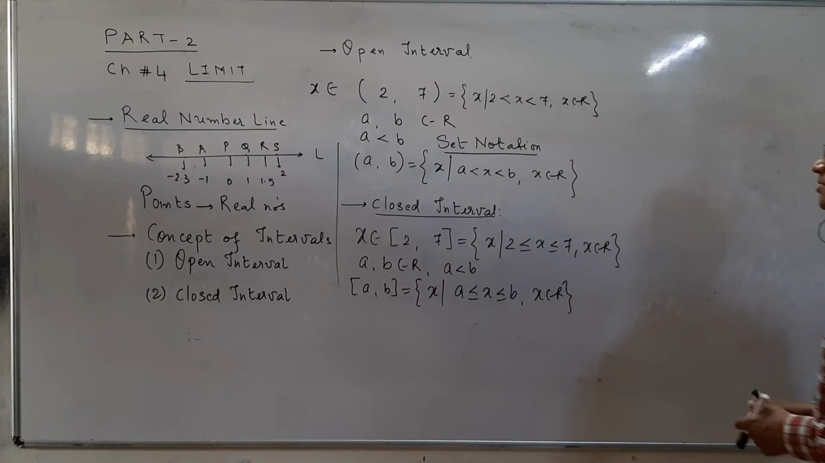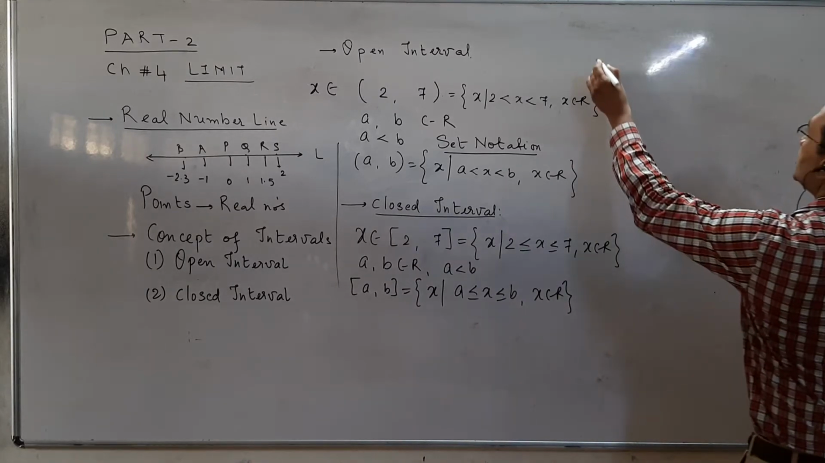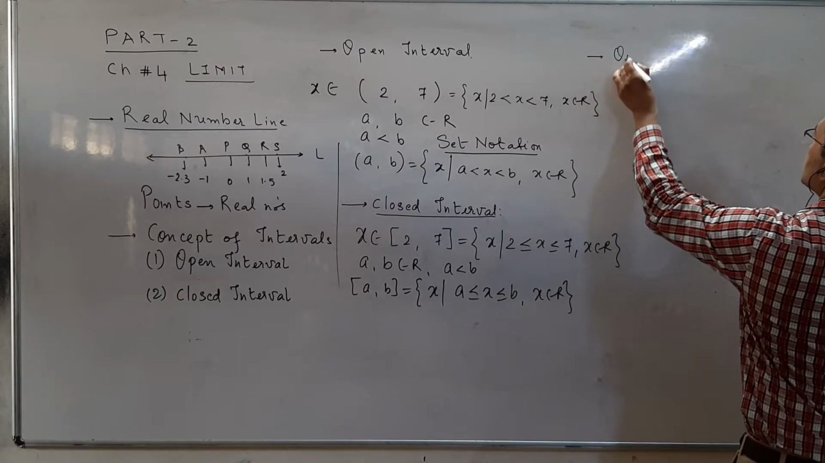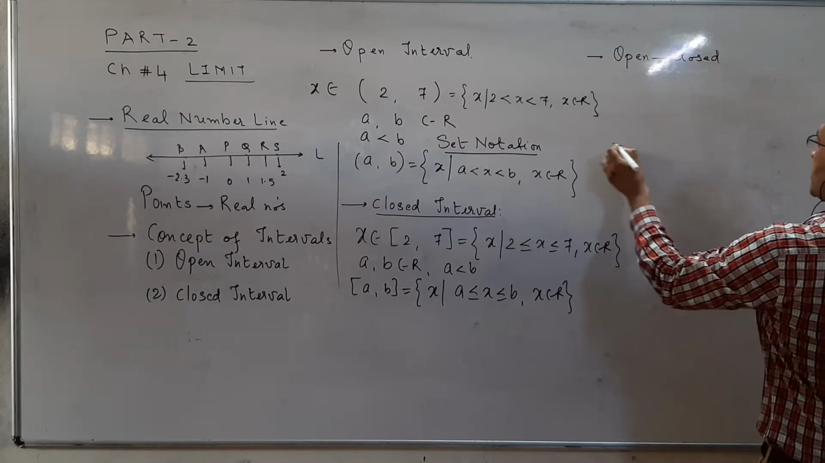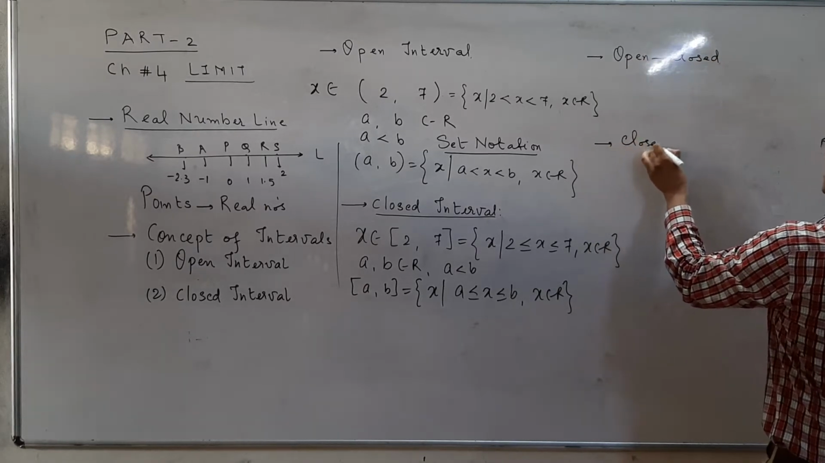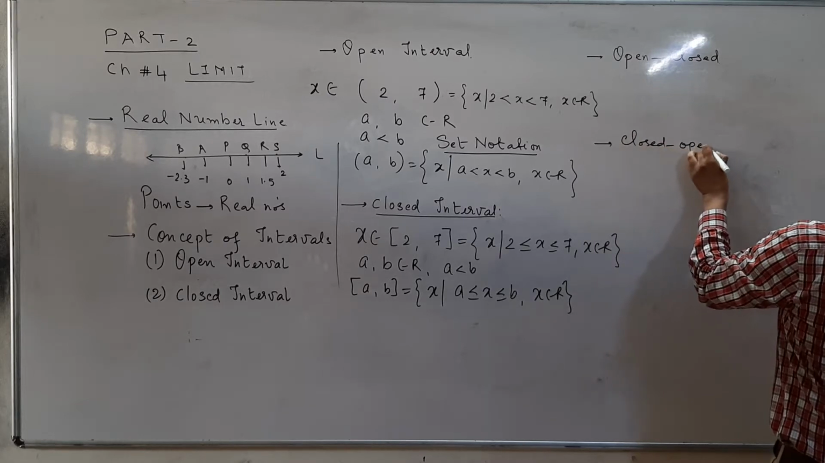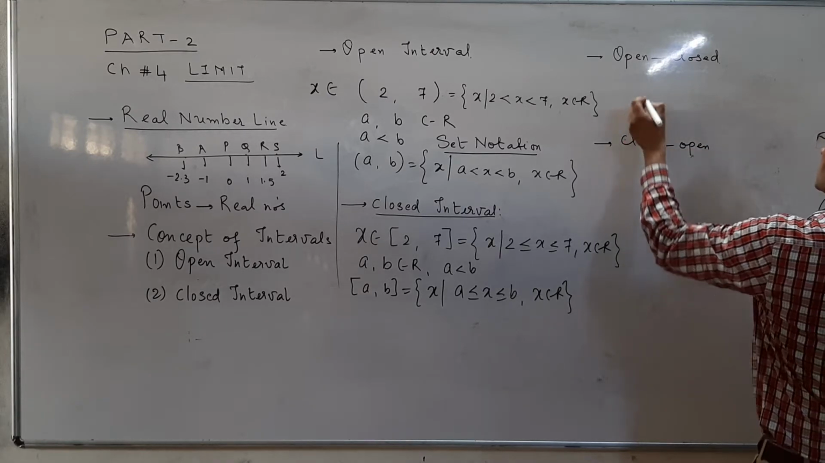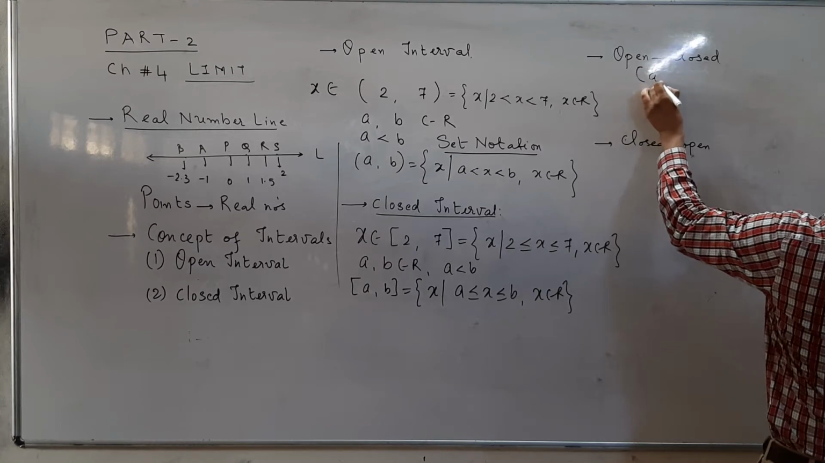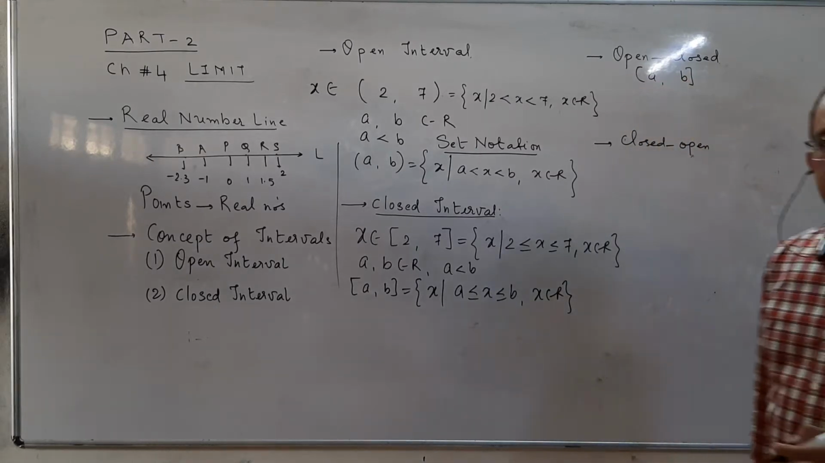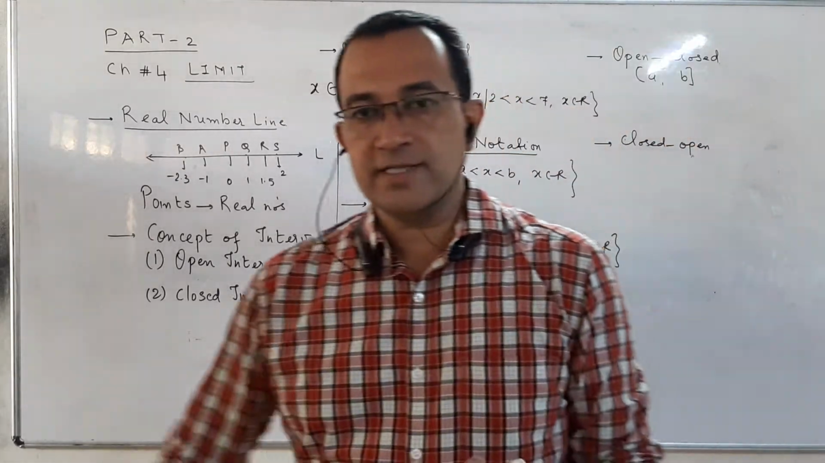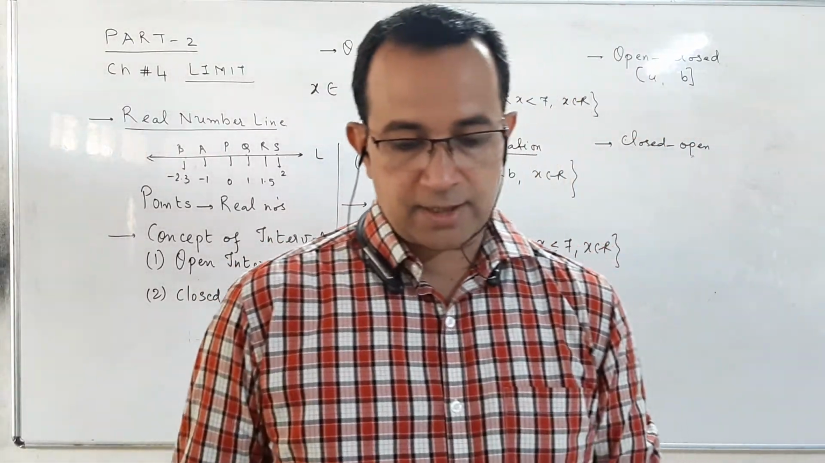Now using this, I can make another two intervals. First is open-closed and second is closed-open. Suppose I write (A, B]. In open A, closed B, what we have to write as the definition, students, pay attention.